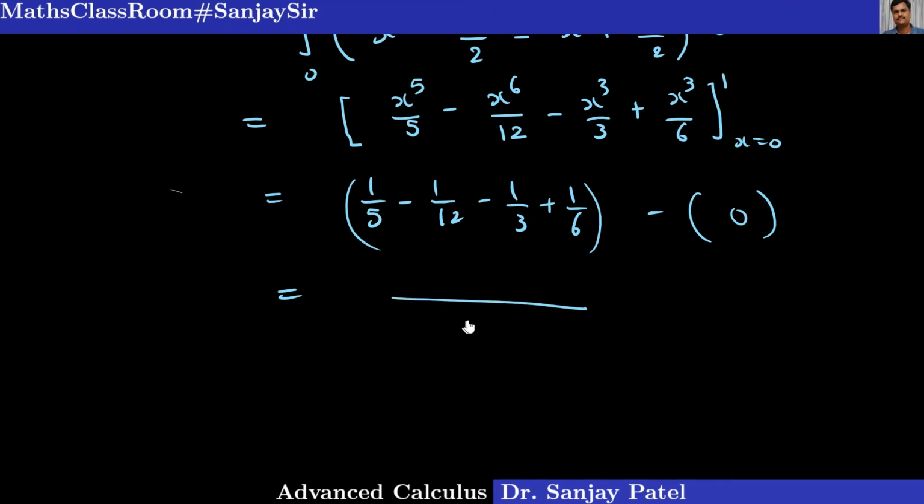Just the LCM we take here is 60, it's clear. And putting all the values, we get 12 times 5 is 60, 20 times 3 is 60, and 10, plus 10 there. Okay, so minus 20 plus 10 is minus 10, minus 5 is minus 15, and minus 3. So it is minus 3 by 60. So it is minus 1 upon 20. Okay, so this way you can compute the triple integral in terms of repeated integrals.